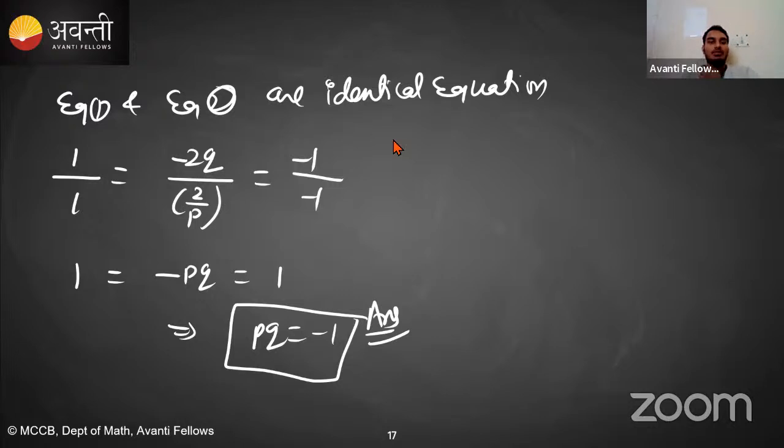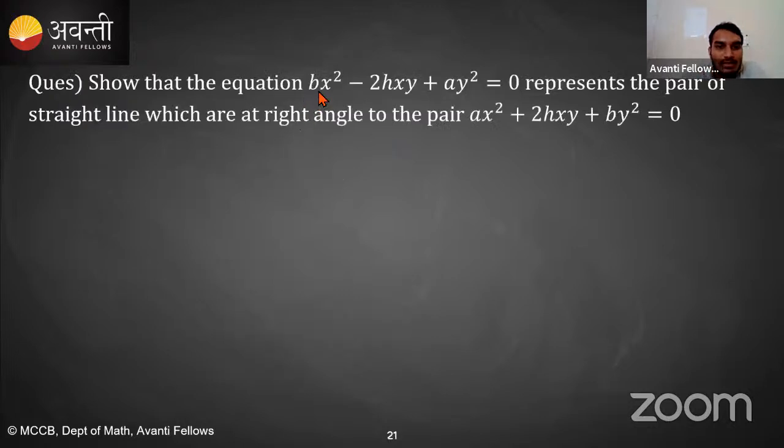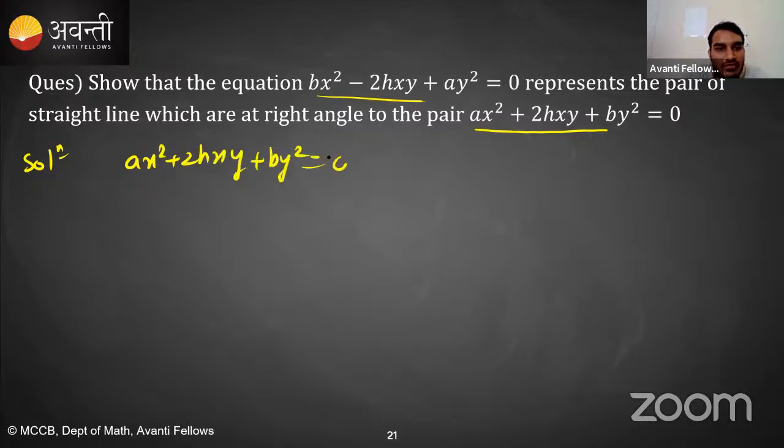Now this question: the equation bx square minus 2hxy plus ay square is equal to 0 represents a pair of straight lines which are at right angle to the pair ax square plus 2hxy plus by square. First I will explain this question, then I will give you 1 minute to attempt it. For that you should understand the language, what it is saying. So let's say this is the combined equation of a pair of straight lines.